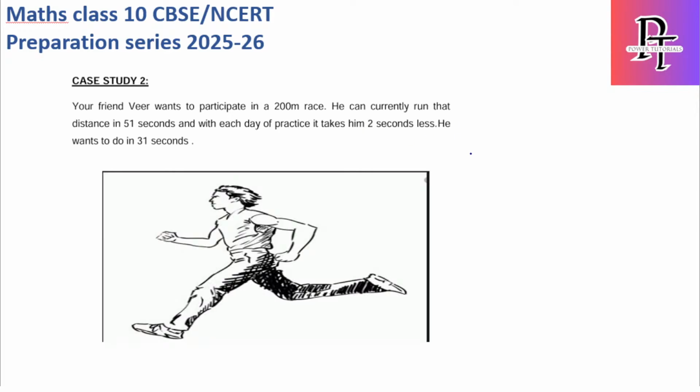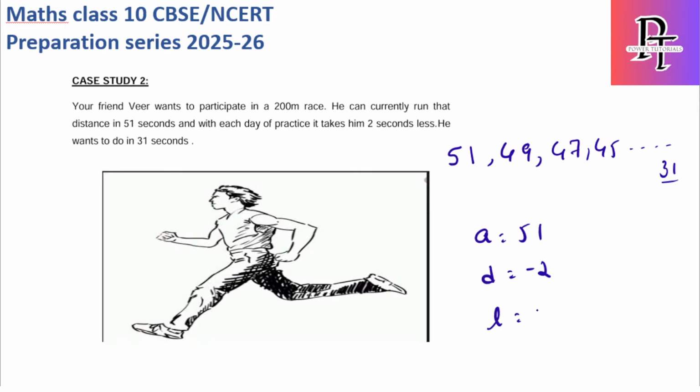Okay, so simply I can say the first day it is 51. Next he keeps on decreasing 2 seconds, so the next value will be 49. We have to subtract 2 seconds, and then it will be 47, and then 45, and so on till 31 seconds. So here I have a value as 51, d value as minus 2 because it is decreasing by 2, and we also have the last term L, which is 31. N value we don't have.